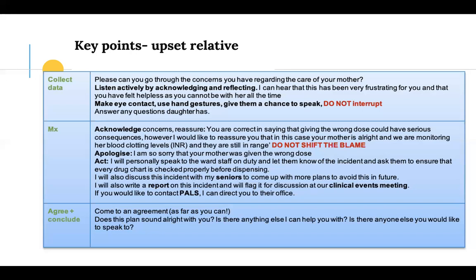In terms of management, I think you did well to acknowledge my concerns and you did reassure me. Something you could have mentioned is that you would check my mother's INR level and make sure they're in the correct range. You did apologize. And then in terms of ACT, I think you did really well. You mentioned that you discussed with seniors. You would also report it as an incident, and you offered to give me the contact details for PALS. And then we sort of came to an agreement at the end because I agreed with everything you said. I think you were quite supportive. Just at the beginning, one point is to collect more information about the relationship and my understanding of why my mother's in hospital, but otherwise well done.